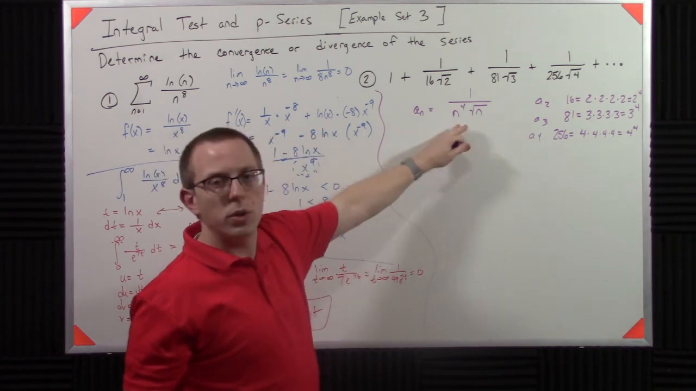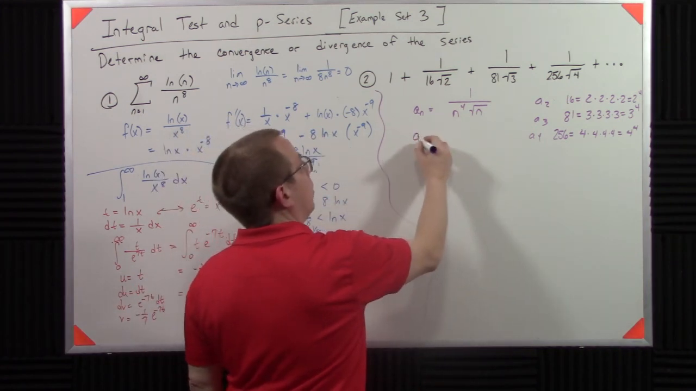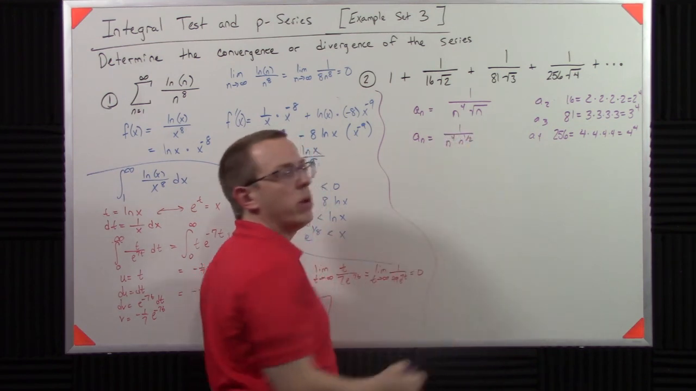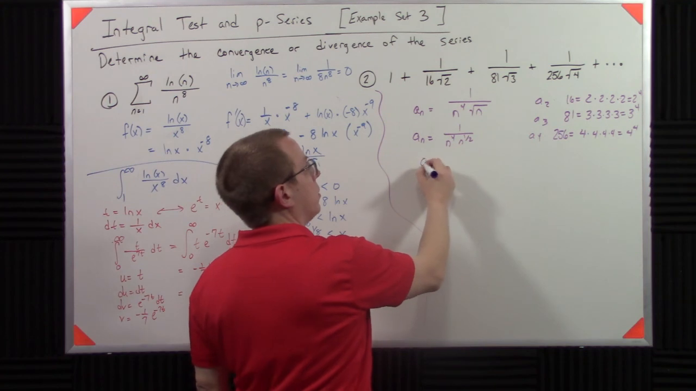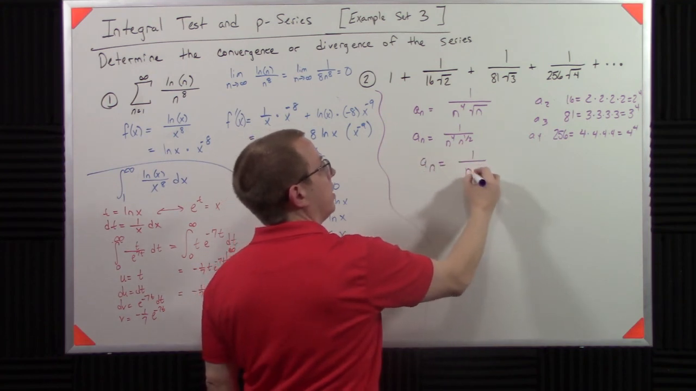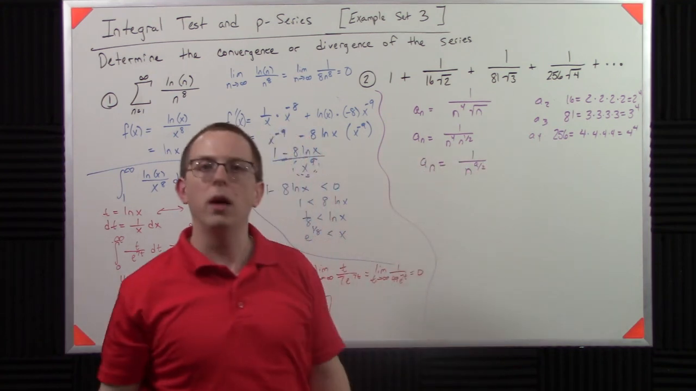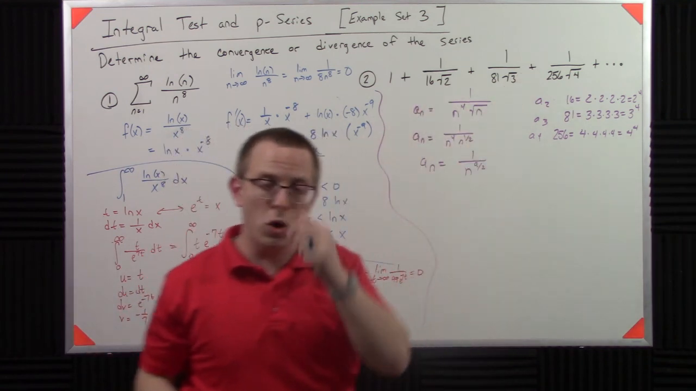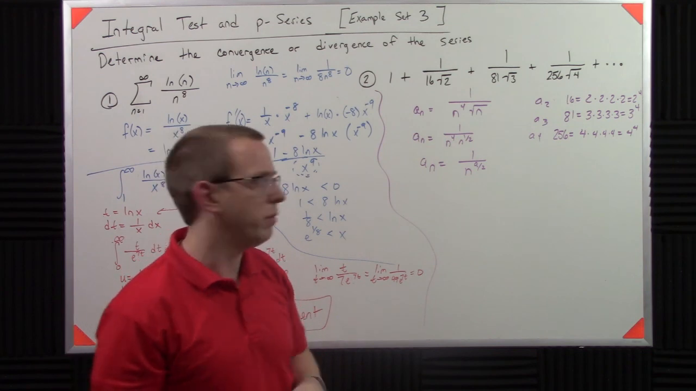So then what I can do is I can say, all right, I can rewrite that as n to the 1/2. So a sub n is 1 over n to the 9/2. Okay, 1 over n to the 9/2. Which would not have been readily apparent by just looking at terms. So pattern recognition is tough.